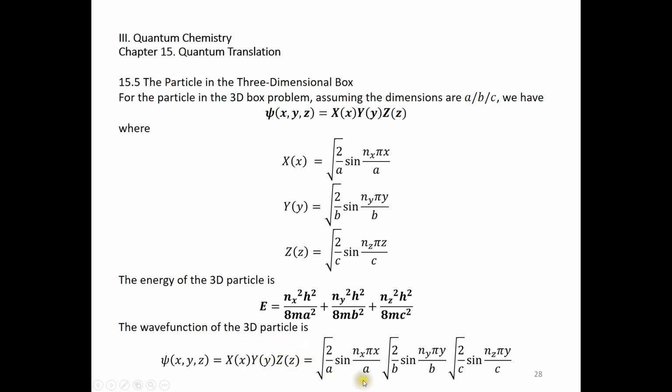So you can see this is mostly the one-dimensional particle in the box problem, and we have the square root of 2 over a sine n pi x over a. The other two wave functions of y and z are similar to that in the x direction. We just need to change the side length from a to b or c, the quantum number to n sub y or n sub z. And that's it. Over here we do have a typo. This should be z.